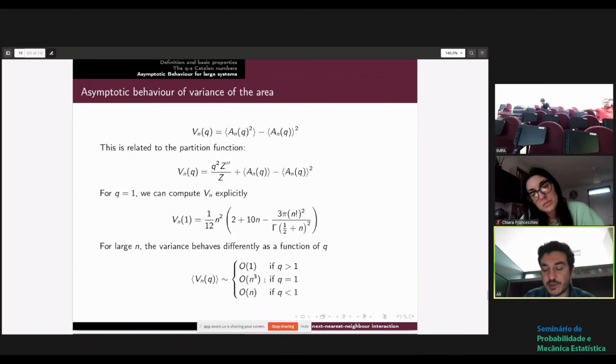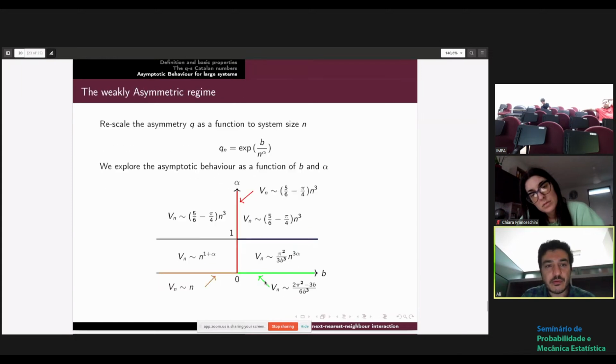It's this order. Then we were interested in the weakly asymmetric regime, which means that now I'm going to scale the asymmetry parameter Q, writing it in this form, B over n to the power of alpha, where n is not the system size, it's the number of particles, which is half of the system size. Now you can re-ask all of these previous questions, but not as a function of Q, but as a function of two parameters, B and alpha.